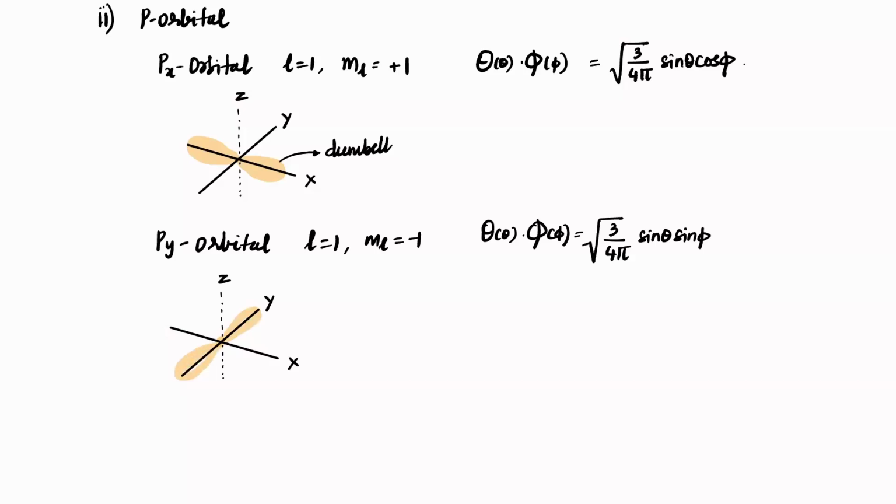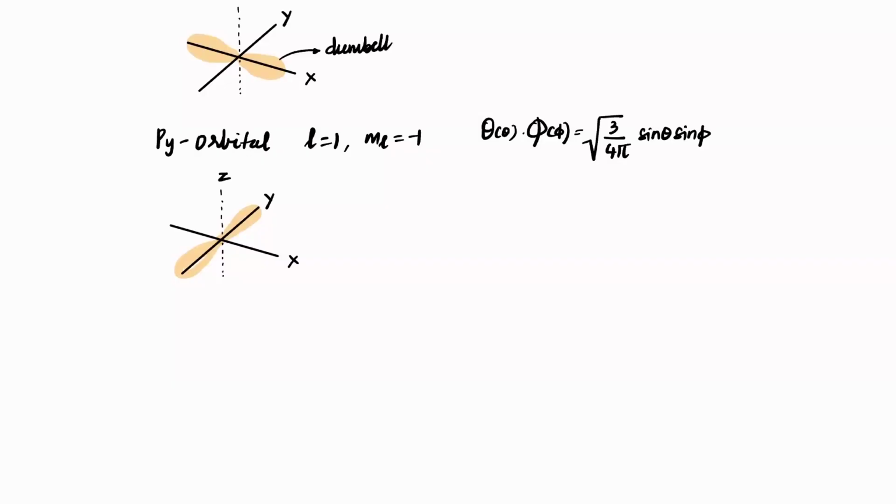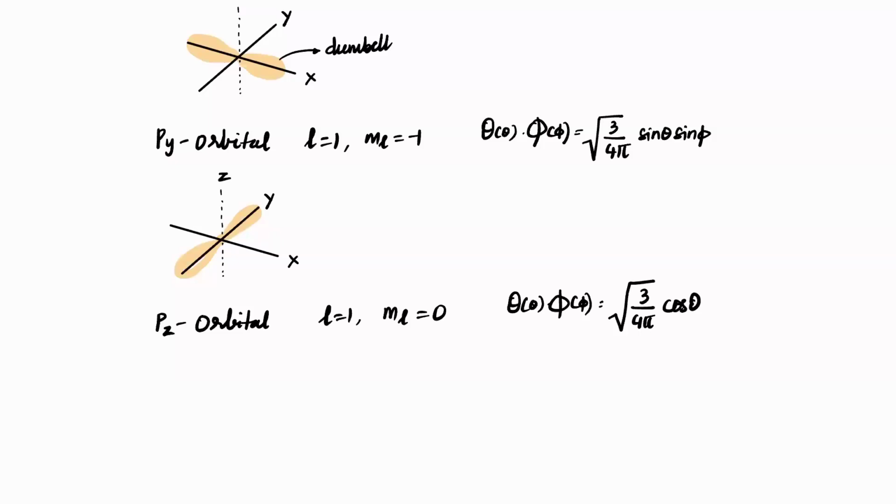So it should not have any overlap in x axis or z axis. Similarly, if you notice for pz orbital, L value is 1, ml value is 0. So theta of theta and phi of phi, right? This time it is independent of these two factors. It is simply square root of 3 by 4 pi cos theta.